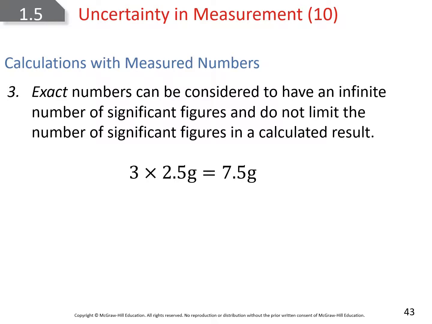Exact numbers are considered to have an infinite number of significant figures, and they do not limit the number, okay? We just have an exact quantity. So for example here, 3 times 2.5 grams is 7.5. This is an exact number.